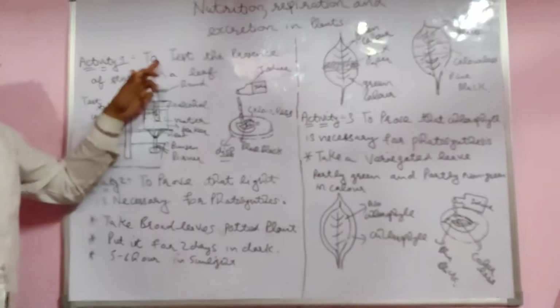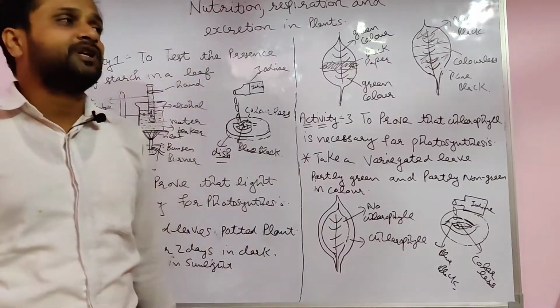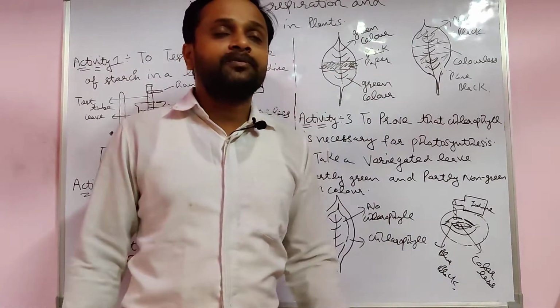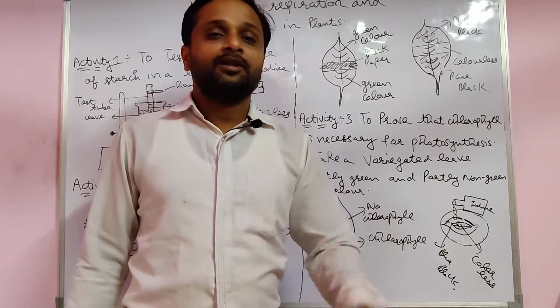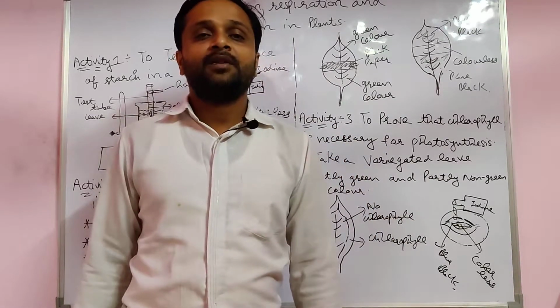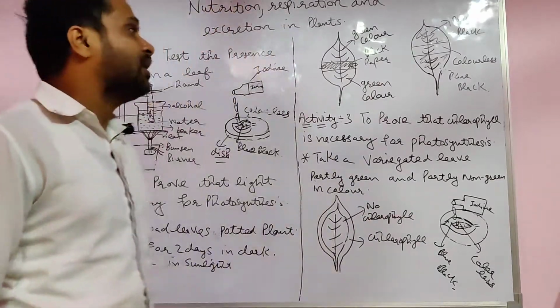Activity one: to test the presence of starch in a leaf. How do you test the presence of starch in a leaf? Actually, students, when glucose is formed in the process of photosynthesis, the glucose is stored in the plant in the form of starch. Then how do you test the presence of starch in the leaf?